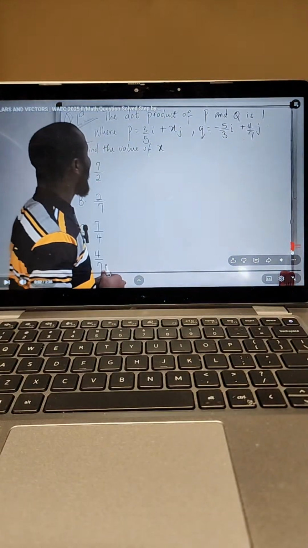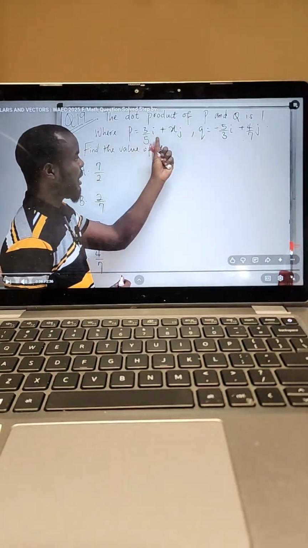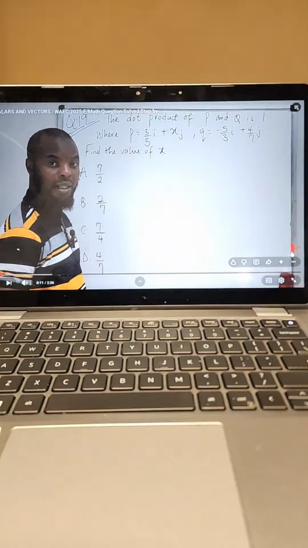Now, looking at this, we have the dot product of P and Q is 1, where we have P to be this and Q to be that. Find the value of x. So we have the answers given to us as this.